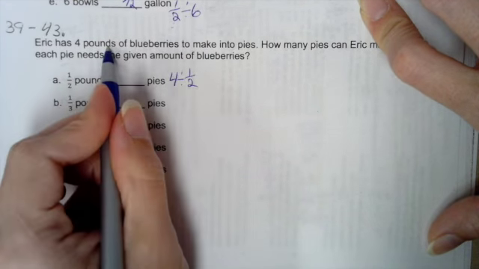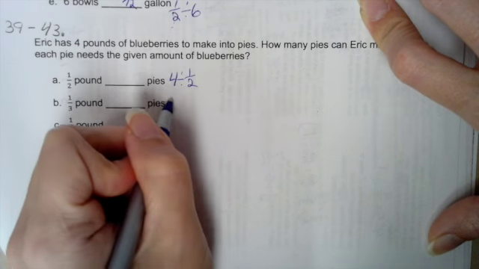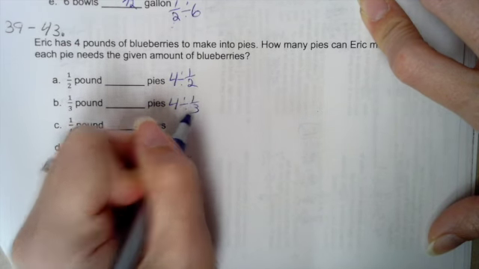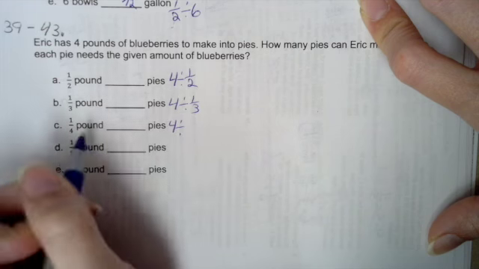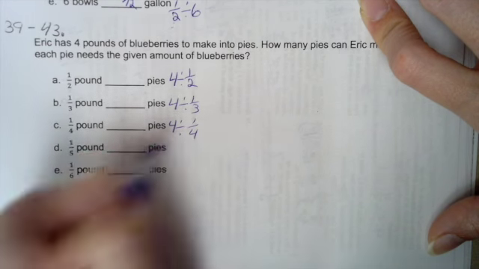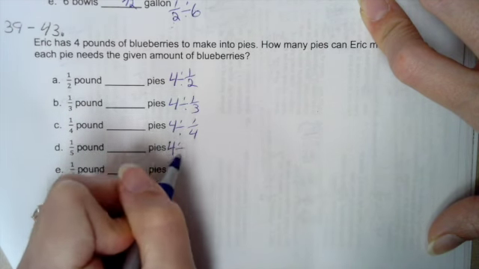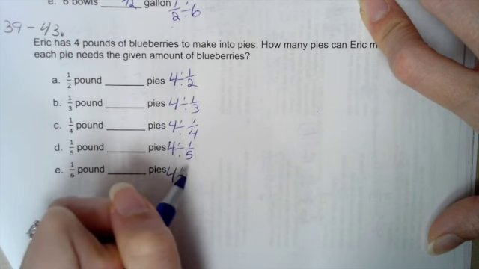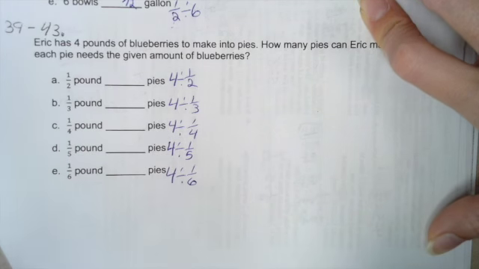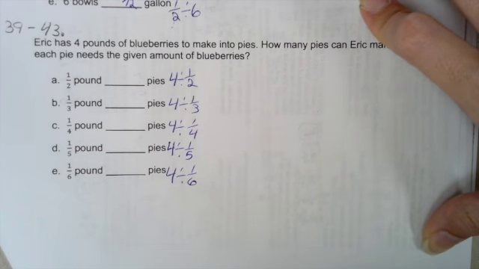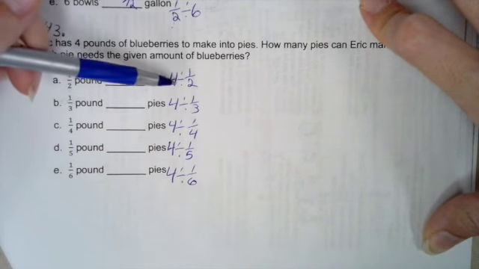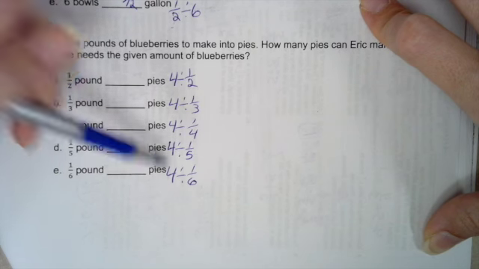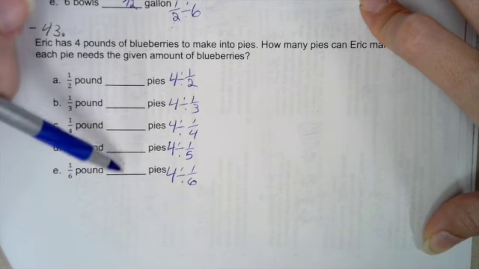Or we could take our 4 pounds of blueberries and put 1/3 pound in each pie. Or we could take our 4 pounds and put 1/4 pound in each pie. Or we could take our 4 pounds and put 1/5 pound in each pie. Or we could take our 4 pounds and put 1/6 pound in each pie. So all of my problems start with whole numbers. All of my answers should be whole numbers.